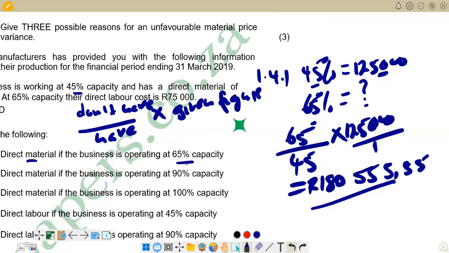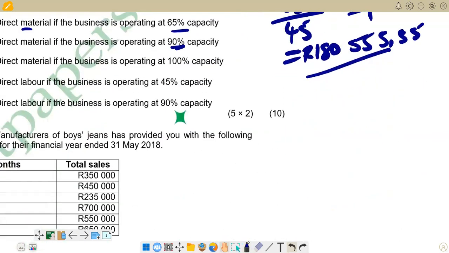Then on 1.4.2, they need 90%. What's direct material if the business is operating at 90%? Simple again. We know that 45% is equal to 125,000. Again, we're just going to employ the same thing. This is 1.4.2. We are going to say 45% is equal to 125,000.